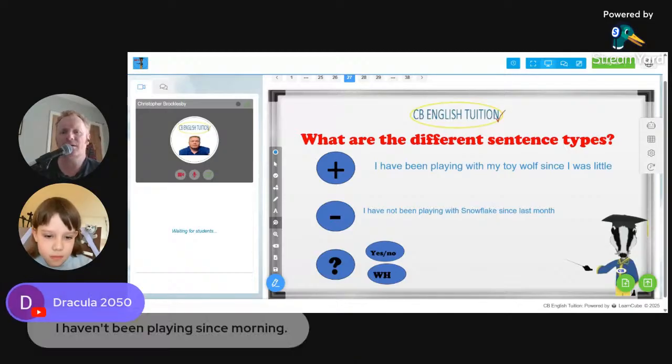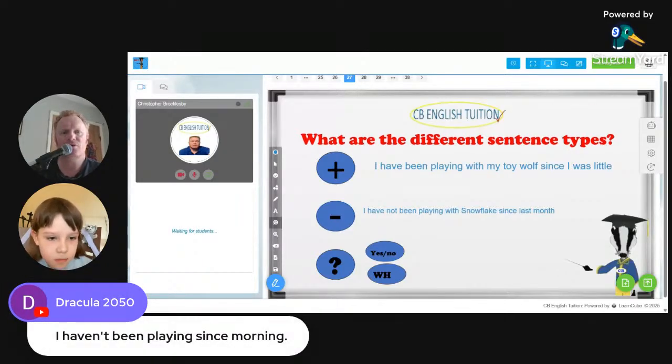Okay, what does Dracula say? "I haven't been playing since morning." Haven't been playing what? Football. No. Well, if we just say playing, it just means like having fun. You imagine like playing with your toys or something like that. Yeah, again, it's possible. Someone will say, "By the way, how long have you been playing for?"